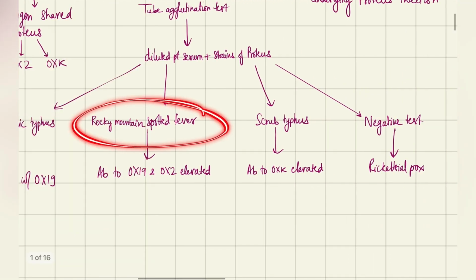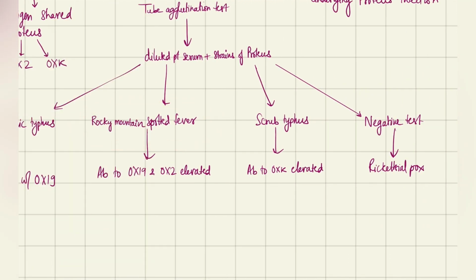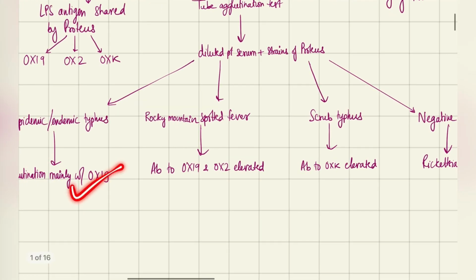Coming to Rocky Mountain spotted fever, antibody to OX19 and OX2 will be elevated. So here it was only OX19 agglutination, whereas in Rocky Mountain spotted fever, antibody to OX19 and OX2 will be elevated.